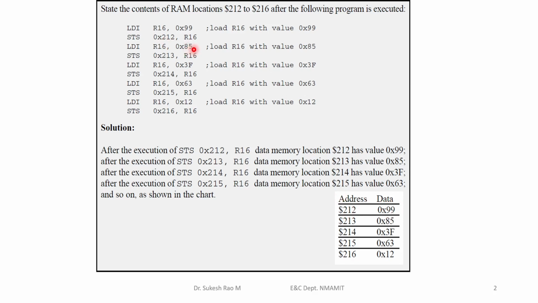Then if you look at this, 85 is loaded to R16, so next location is 213. 213 will get this 85. After that, 3F is loaded to R16, and R16 is stored to 214. That means 214 will contain 3F, and so on. So this is how we can decode the instructions and find the working.